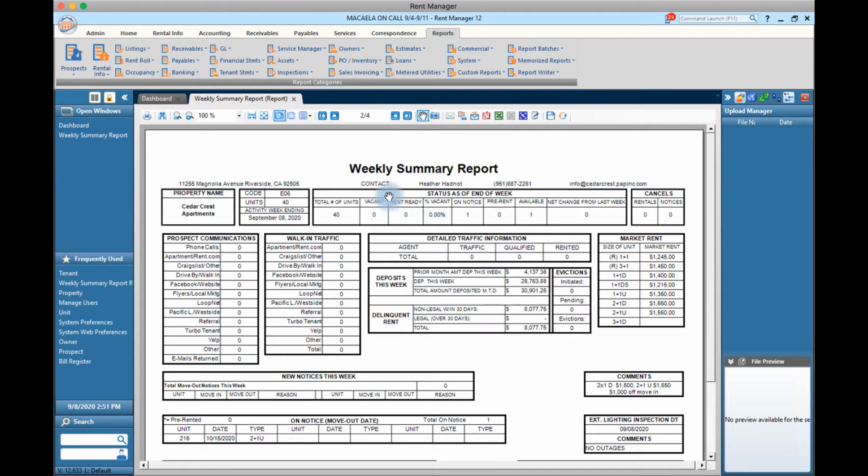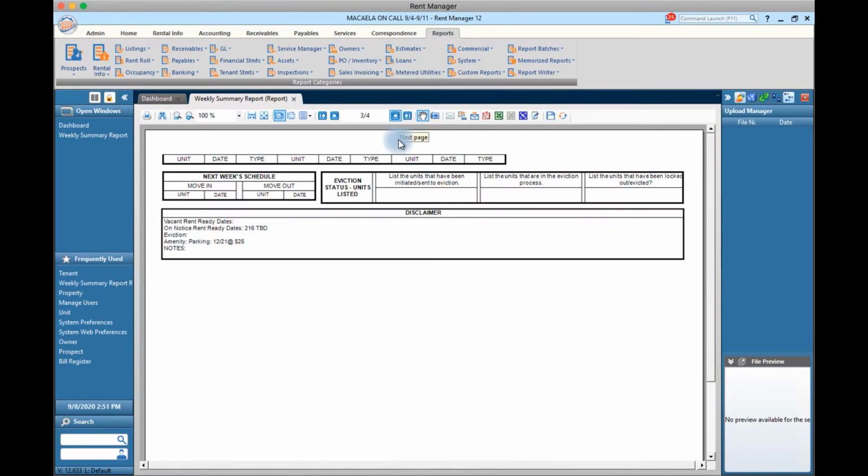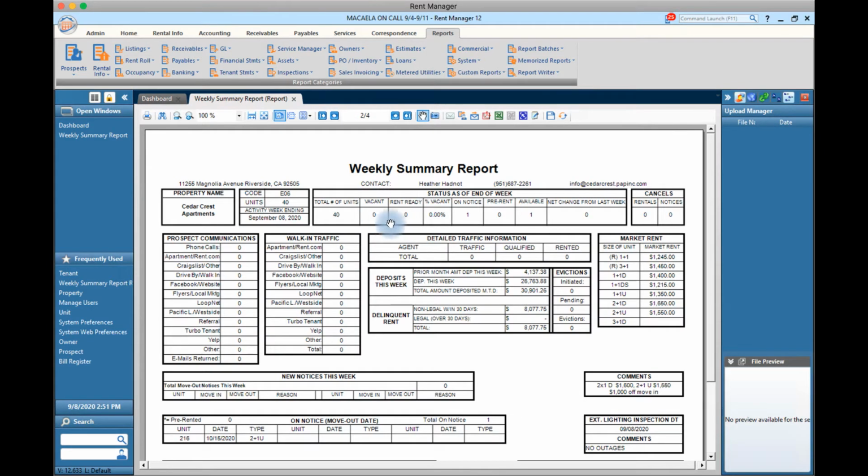And rent ready. What this means is whether the unit is ready to be rented. We could have a unit that is vacant but not ready to be rented. Maybe it's still in the renovations phase, or maybe maintenance still has a couple more things that they need to do. If the unit is not rent ready, we will need to have the date when that vacant unit will be rent ready. But since we don't have any vacancies, this is fine right now.